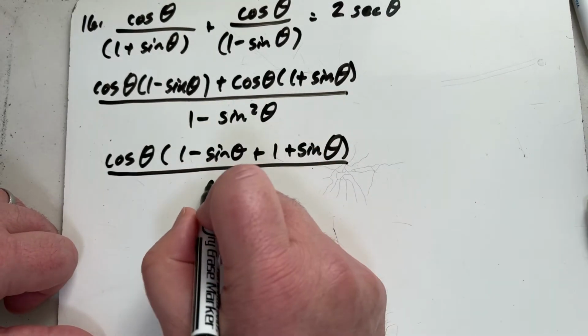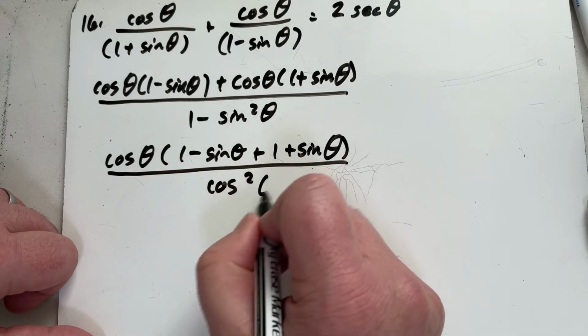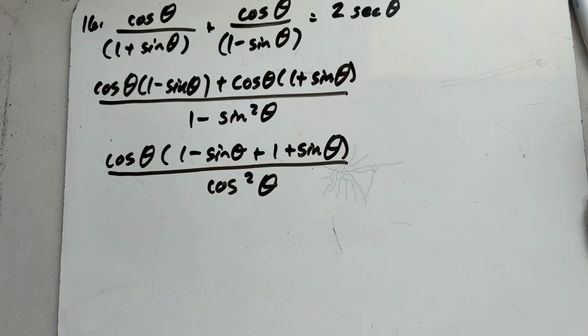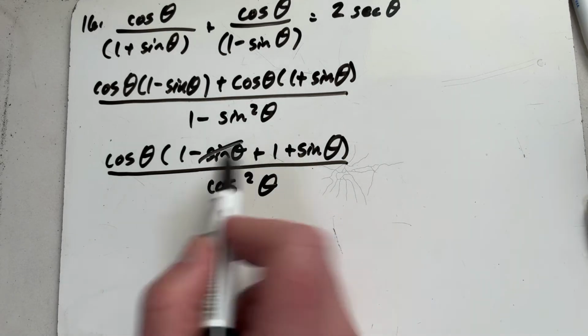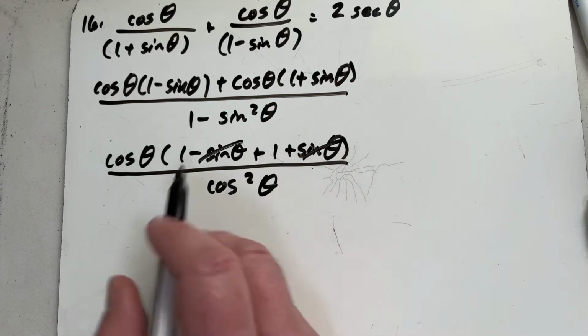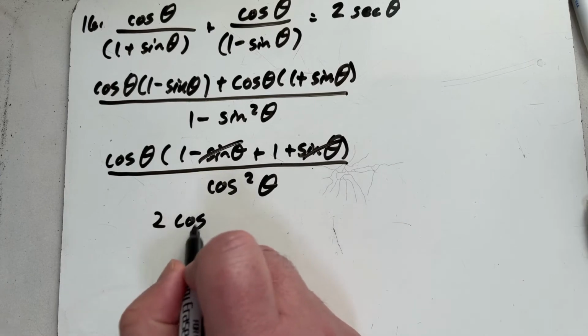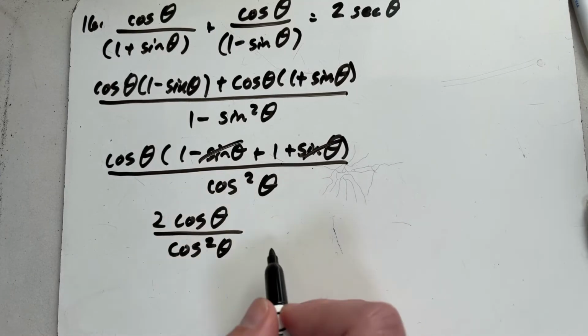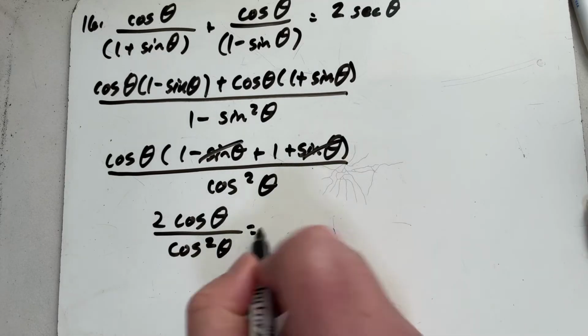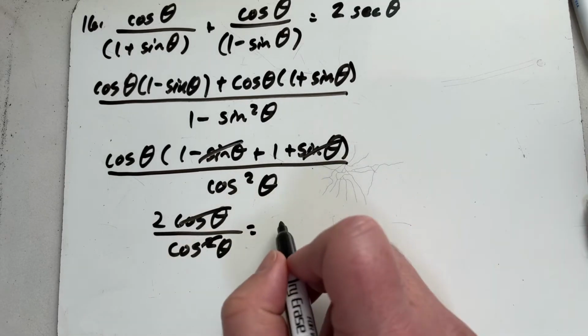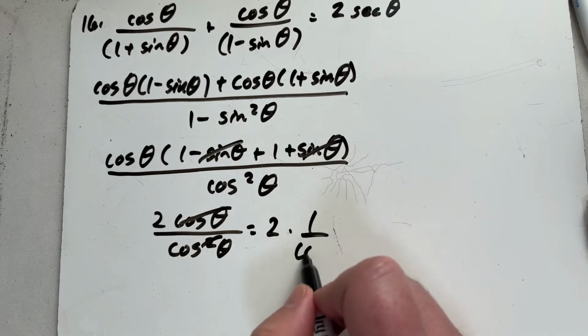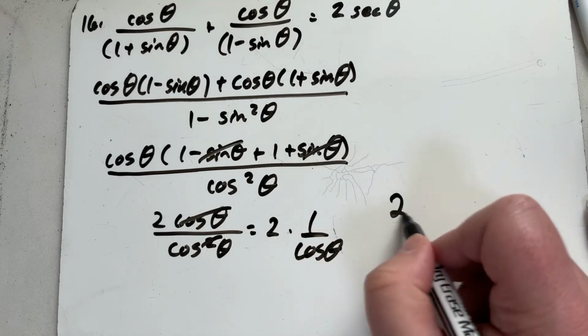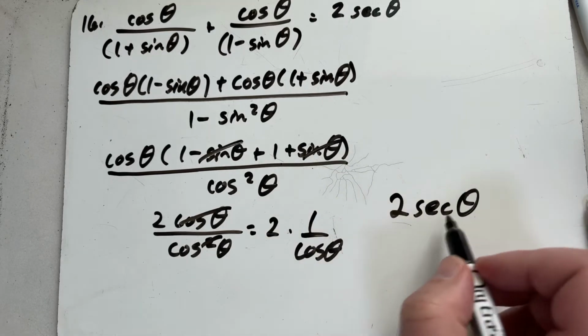1 minus sine squared, I know that is cosine squared. Here we go. Sines are gone, negative and a positive, so I have 2 left over. So I have 2 cosine over cosine squared, which leaves me with, if I can cross that out, 2 times 1 over cosine, which gives me 2 secant theta.